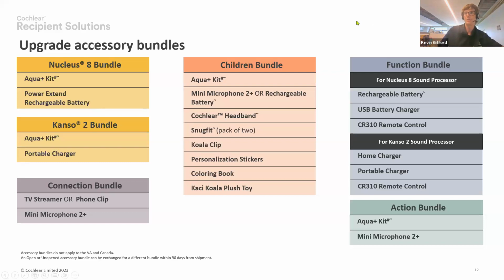The connection bundle, now this is a really cool bundle, I think. The reason for that is you get to choose between a TV streamer or a phone clip. And the TV streamer is a really cool accessory for families. How it works is you plug it into the back of your TV, and it's going to stream the sound right into your processor.